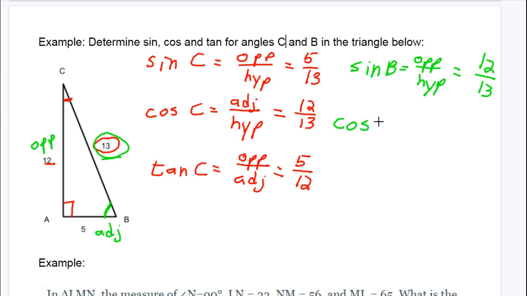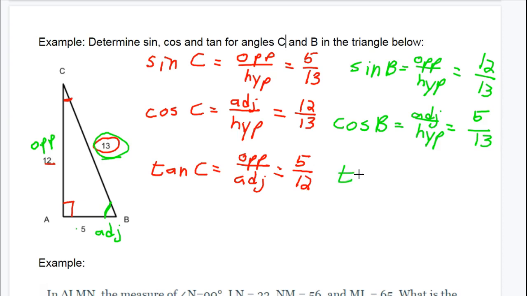Cosine B. That's going to be my adjacent, so ka, adjacent over my hypotenuse. Adjacent here is going to be 5. And again, my hypotenuse is 13.